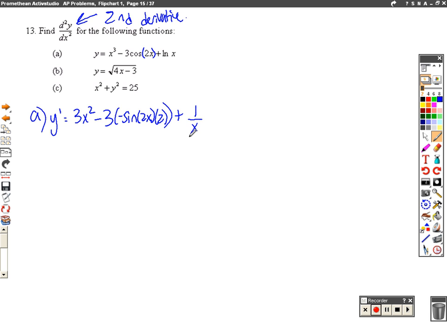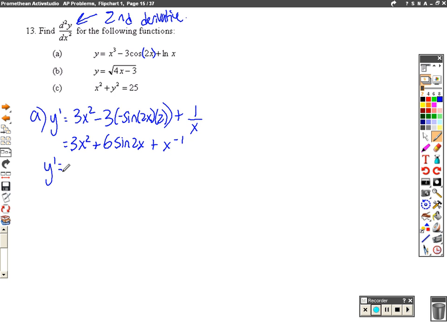I'm actually going to go ahead and just clean this up a little bit. We've got 3x squared. Negative 3 times negative becomes plus 3 times 2, which is 6, sine 2x, plus, and I'm going to rewrite this as x to the negative 1. That will make my second derivative easier. All right, moving on to the second derivative.